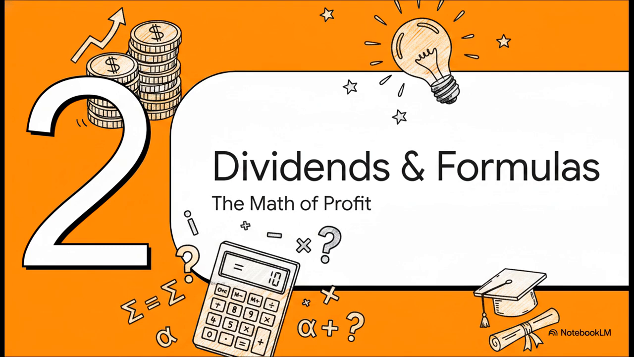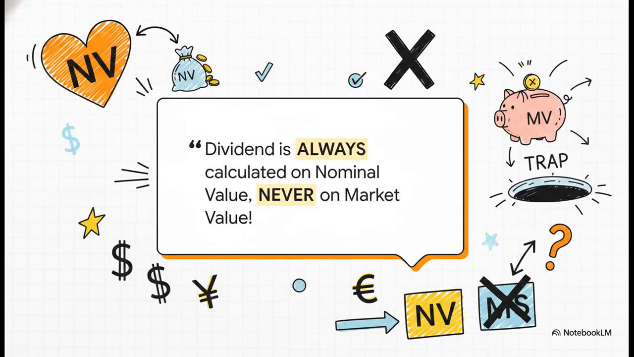Moving right along to Section 2, dividends and the golden formulas. This is the math of profit. Now listen to me very carefully. If you take absolutely nothing else away from this entire explainer, let it be this warning. Dividend is always calculated on the nominal value, never on the market value. I can't stress this enough. This is the absolute biggest trap where 90% of ICSE students lose their board marks. The examiners are literally going to throw the market value at you just to distract you. Do not take the bait. Imprint this rule in your mind right now. Dividends love NV. They completely ignore MV.